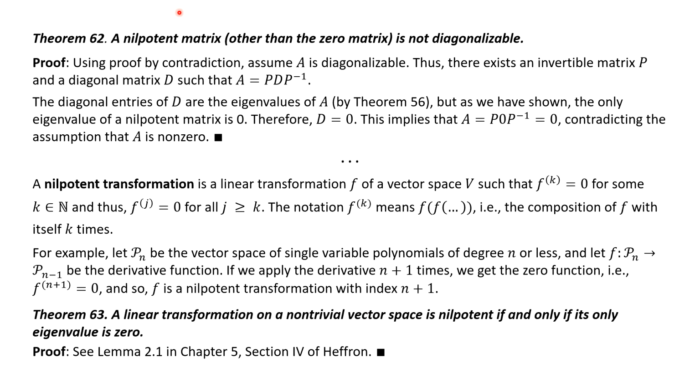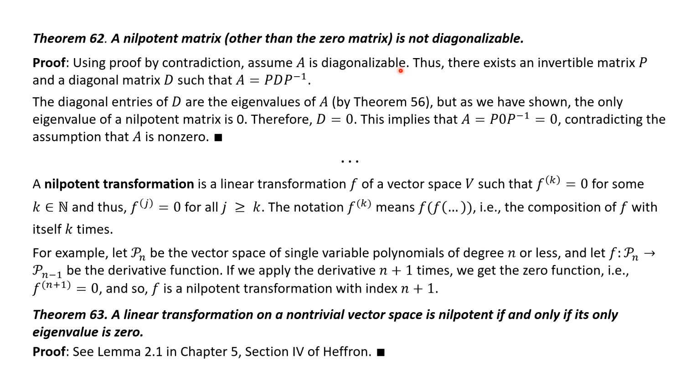On this slide, we have a couple of theorems and another definition. Let's look at the theorem. A nilpotent matrix, other than the zero matrix, is not diagonalizable. We'll prove this by contradiction. Let's assume A is non-zero, but it's diagonalizable.